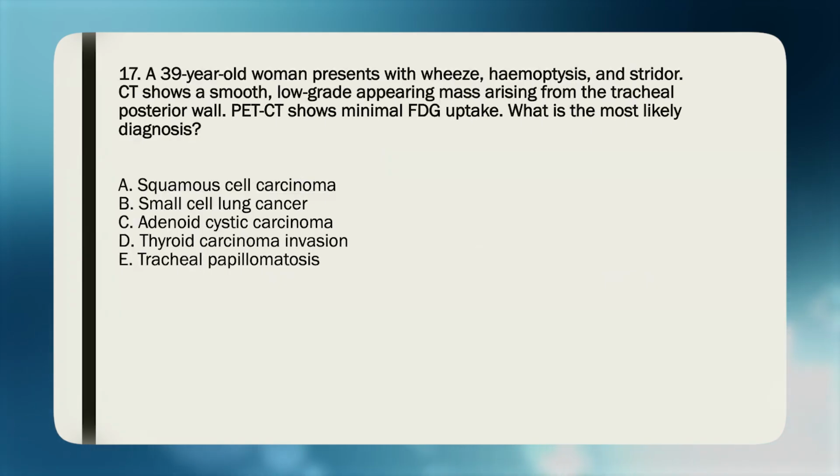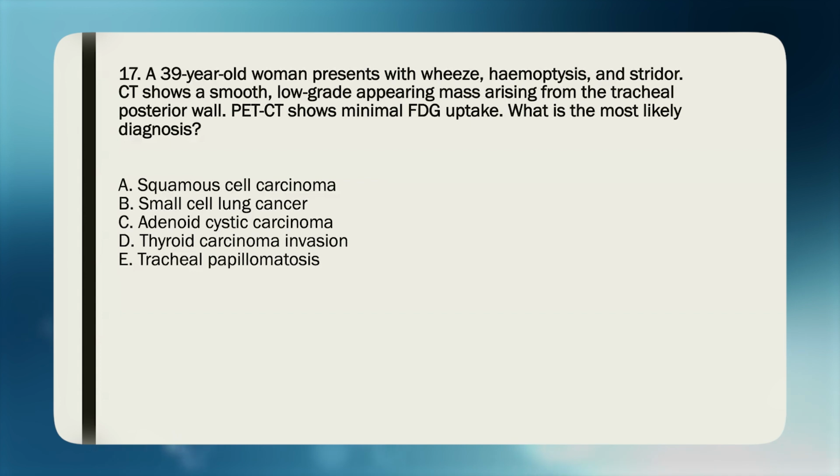A 39-year-old woman presents with wheeze, hemoptysis, and stridor. CT shows a smooth, low-grade appearing mass arising from the tracheal posterior wall. PET CT shows minimal FDG uptake. What is the most likely diagnosis? 39, wheeze, hemoptysis, stridor, smooth low-grade mass from the tracheal posterior wall, minimal uptake. What is the most likely diagnosis?